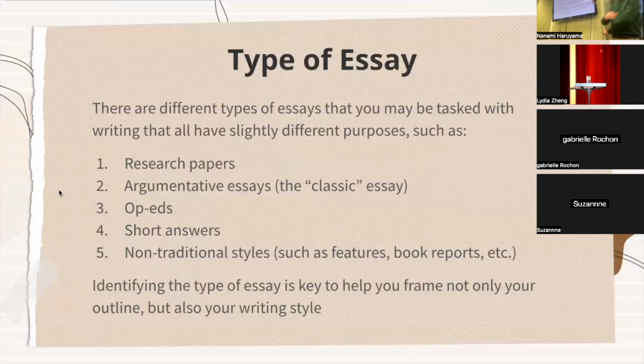First of all, the first thing you want to do is just identify the type of essay. There are a lot of different types of essays in poli-sci classes and in other classes. You have your research papers, which are typically a little bit longer and more stat heavy. Argumentative essays, which are the classic ones. Op-eds, short answers, and then any sort of non-traditional style, like your features, your book reports, the more creative ones. When you identify the type of essay, it helps you a lot because then you can change your tone depending on the type of essay.